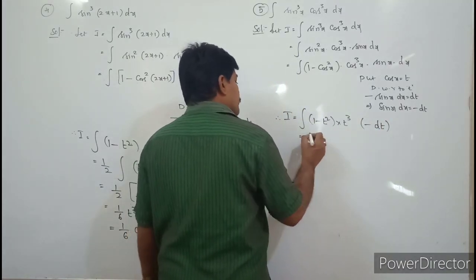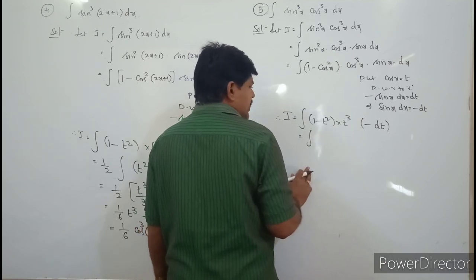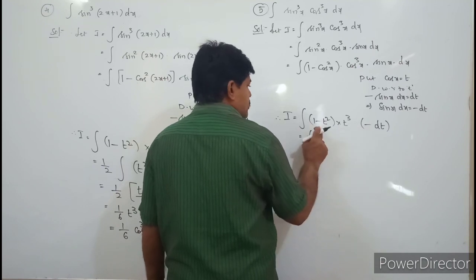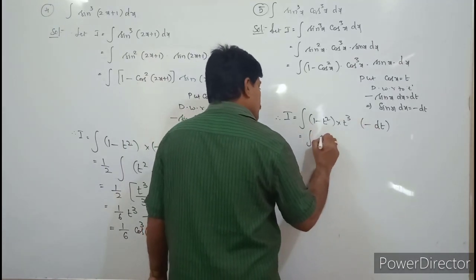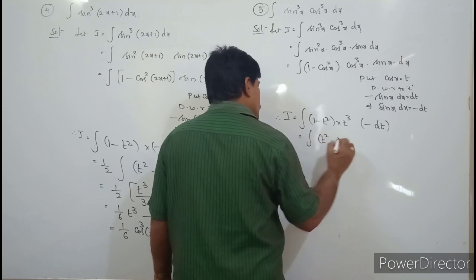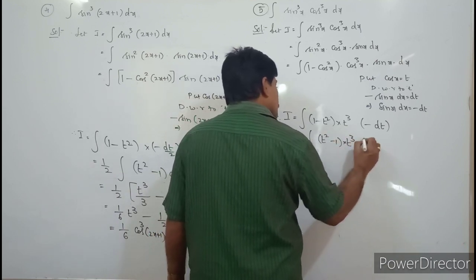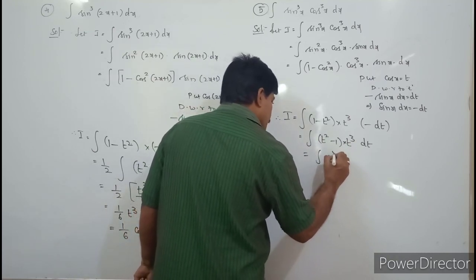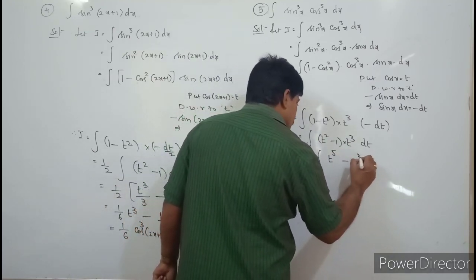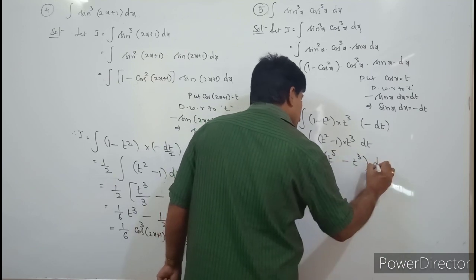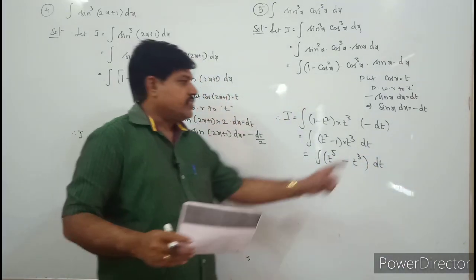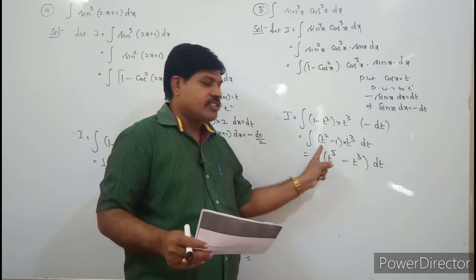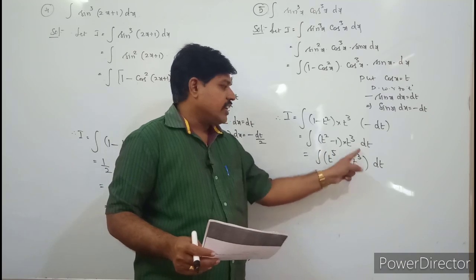So that is equal to the integral of (t squared minus 1) times t cube. First, multiply the minus: 1 minus t squared becomes t squared minus 1. Apply the t cube inside: the integral of t power 5 minus t cube into dt.